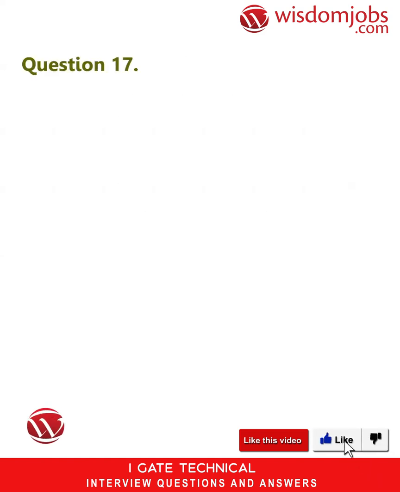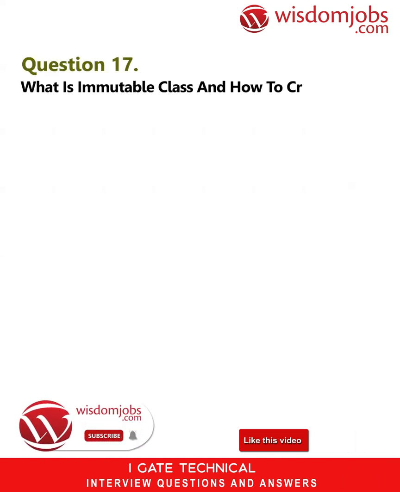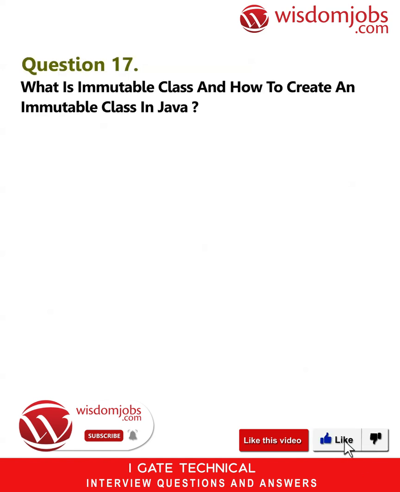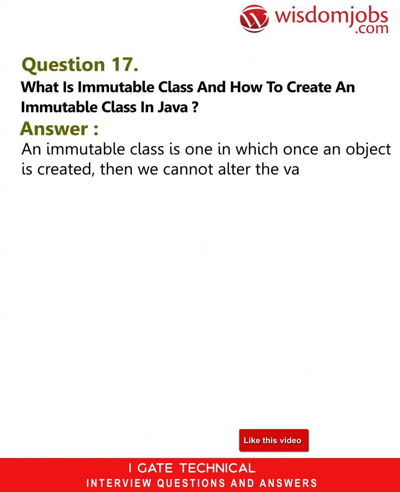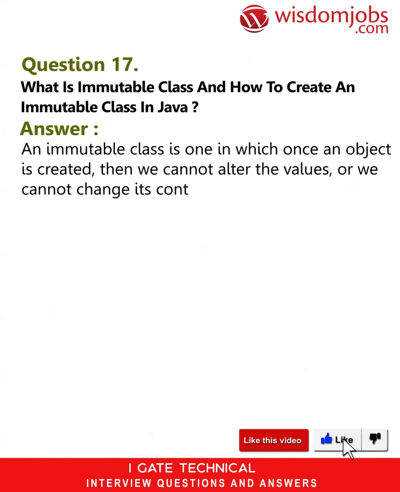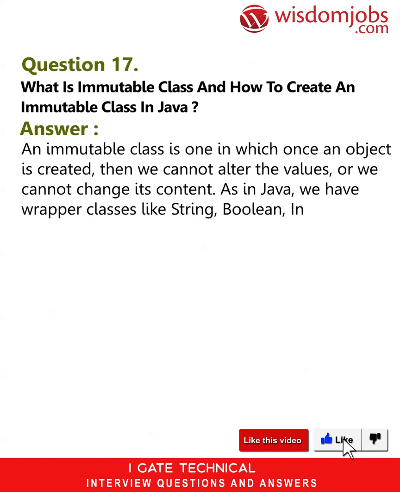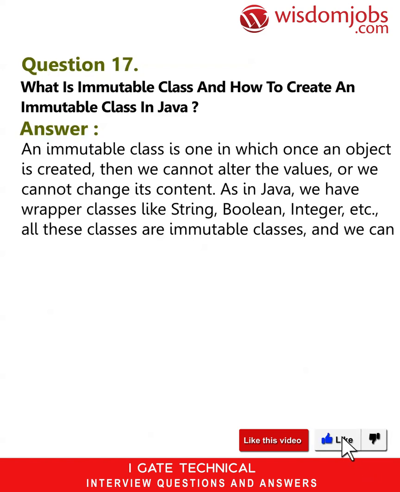Question 17. What is an immutable class and how to create an immutable class in Java? Answer. An immutable class is one in which once an object is created, we cannot alter the values or change its content. In Java, wrapper classes like String, Boolean, Integer, etc. are all immutable classes, and we can also create an immutable class on our own.